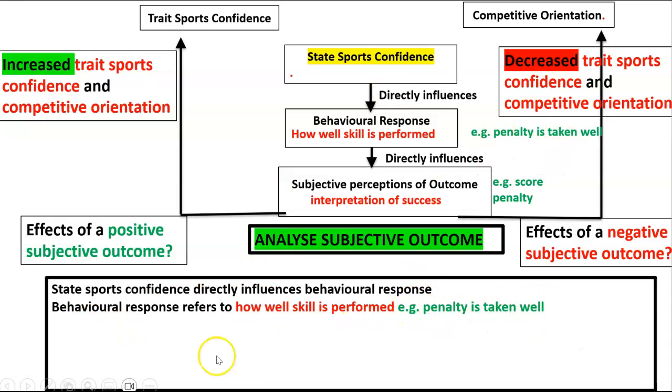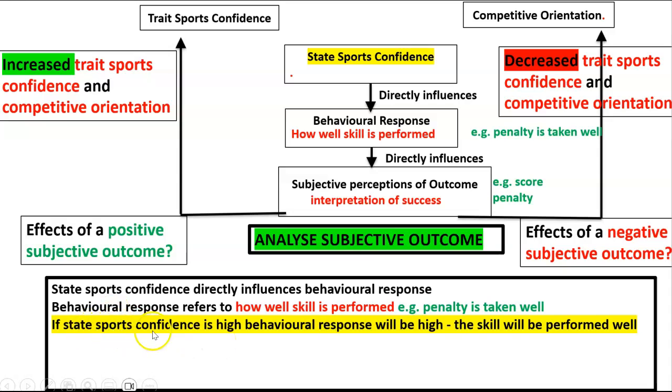Now what we can do is just do a little relationship between these with a positive application. So we could say, well, if our state sports confidence is high, it's more likely that our behavioural response will be effective, or we will perform the skill well, e.g. the penalty will be scored. So I've just put here a little bit of an application of what you've just said. We followed the arrows and now we're applying it. State sports confidence is high, behavioural response will be high, and the skill will be performed well.